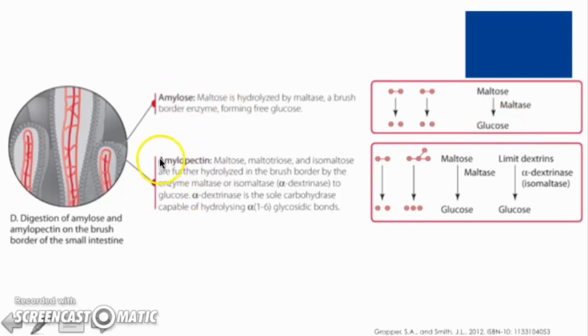And then we have the further breakdown of amylopectin. We also have maltose being further cleaved by the maltase enzyme to the individual glucose units. And then we have isomaltose, or the limit dextrins, which are going to be cleaved by both maltase but also the isomaltase, with the isomaltase cleaving the alpha-1,6 glycosidic bonds. So then we have the end products of digestion of starch being purely the monosaccharide glucose.